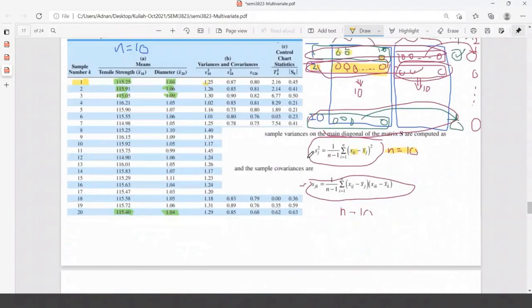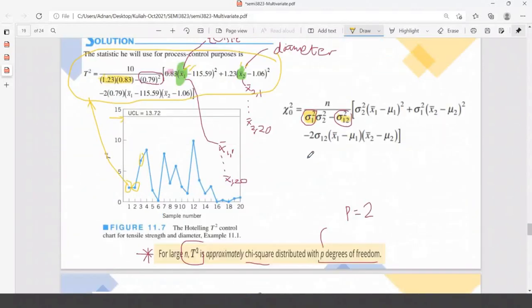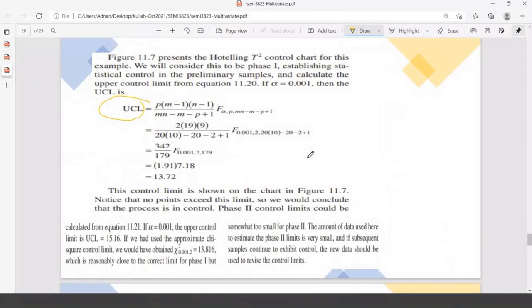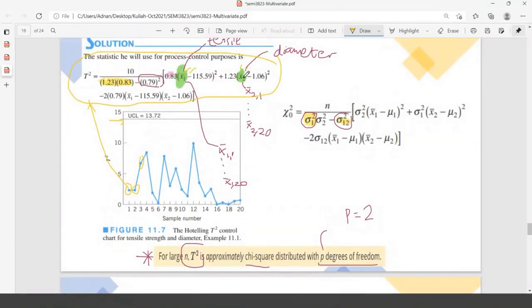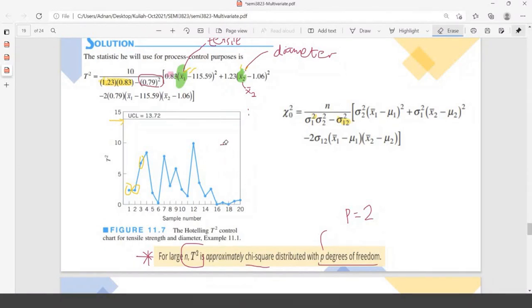So in this example, okay, it shows here that this is from phase 1. From phase 1, you get 13.72. This is what you plot here, 13.72. Okay, this is what is plotted here. Okay, if I erase this, it means that any T-square value below this line shows that the process is stable. Okay, the process has no problem, both the tensile and also the diameter.